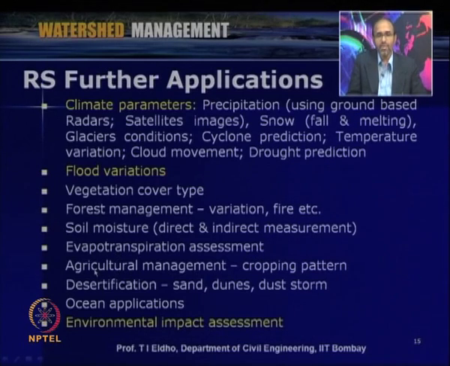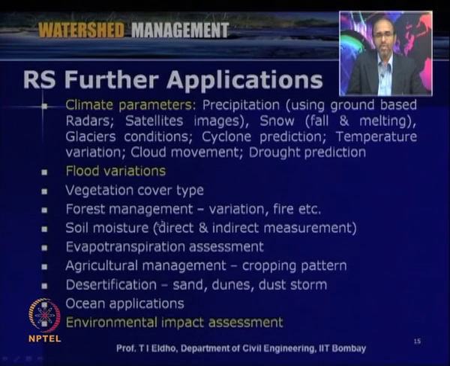Then, of course, another important area is agricultural management. Other than helping through climate predictions or rainfall predictions, we can also assess the agriculture conditions, the crop health, or the cropping pattern. So all those things we can do using remote sensing. Then drought management, like desertification, then sand dunes or dust storms. All those things we can identify using remote sensing.